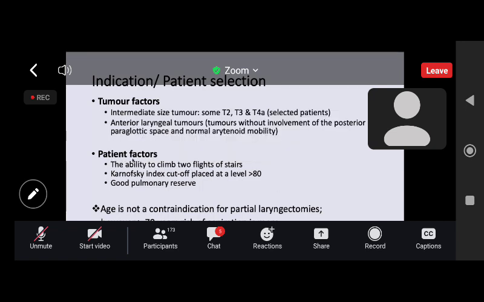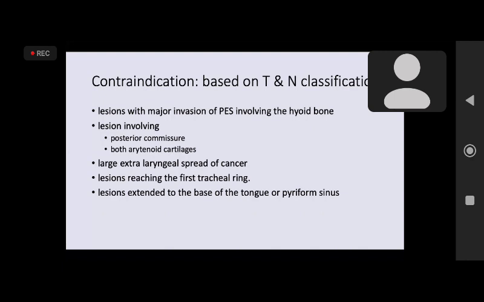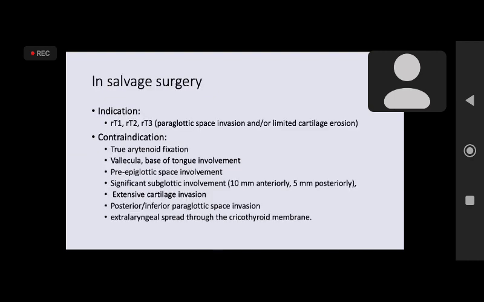And the patient factors are that they should have a good performance status. They should be able to climb 2 flights of stairs, or have good pulmonary reserve. Age is not a contraindication, but we prefer to do it under 70 years of age. The contraindications are major pre-epiglottic space involvement, posterior commissure involvement, both arytenoid cartilages being involved, extensive extralaryngeal spread reaching out to the first tracheal ring, or involvement of the base of tongue or piriform sinus.